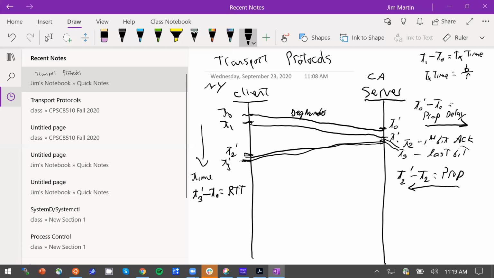The other important time that is of interest to us is going to be the one-way latency. So the time it takes for this packet sent by the client to be received by the server. So that would be T1 prime minus T0 is the one-way delay.